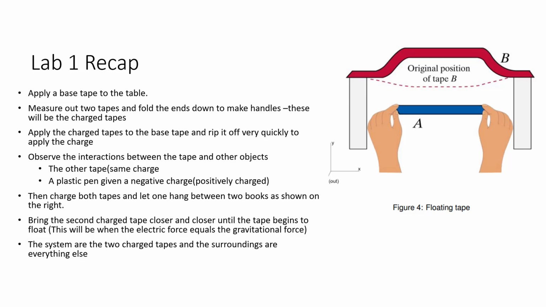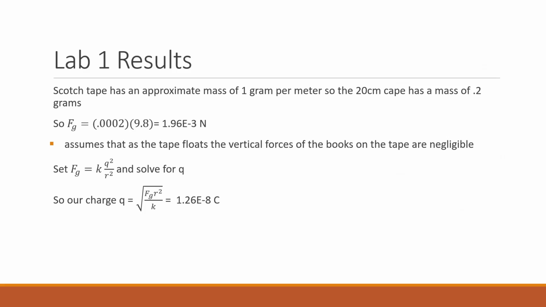And then one of the charged tapes was hung between two books, so it draped down, and the other was brought closer and closer to it until it began to float. The system for that experiment is the two charged tapes, and the surroundings are everything else around it, such as the books and the table. So these are the calculations for Lab 1 as a recap, and our charge Q was found to be 1.26 e to the negative 8 coulombs.